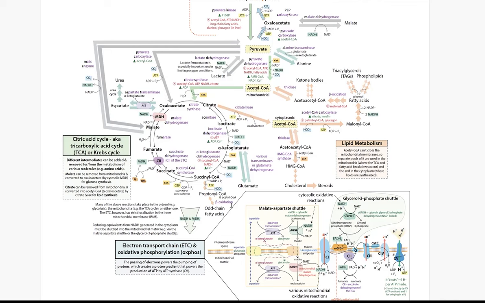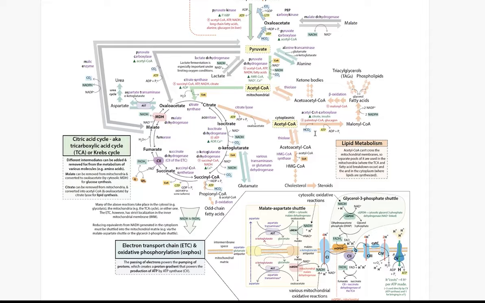Odd-chain fatty acids, when you break those down, you're left with the extra 3-carbon piece, propionyl-CoA, which can be converted to succinyl-CoA, which can then enter the TCA that way. And so there are lots of ways into and out of the citric acid cycle. And that's really important because that is going to feed into a variety of different pathways depending on your needs.